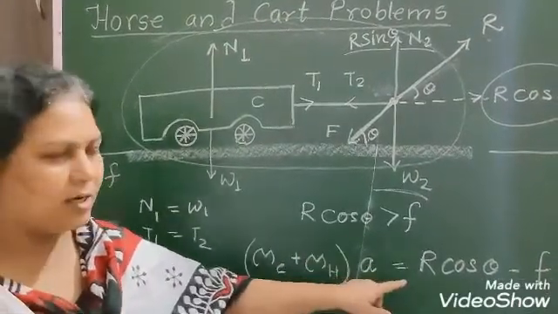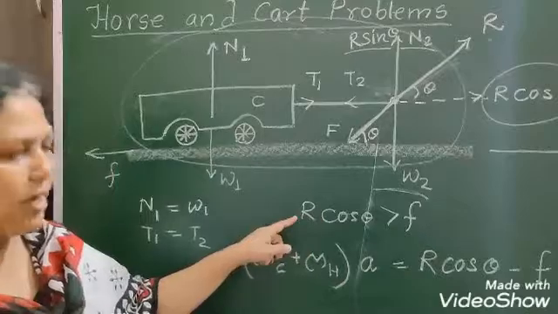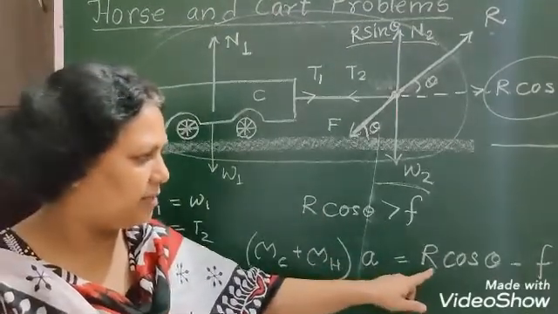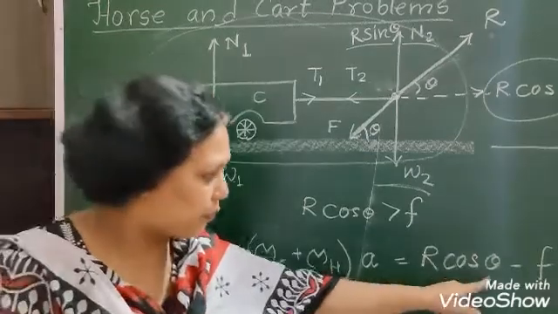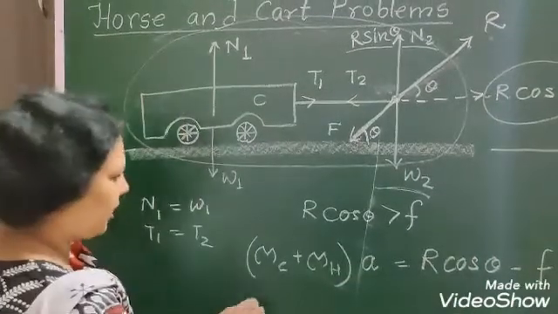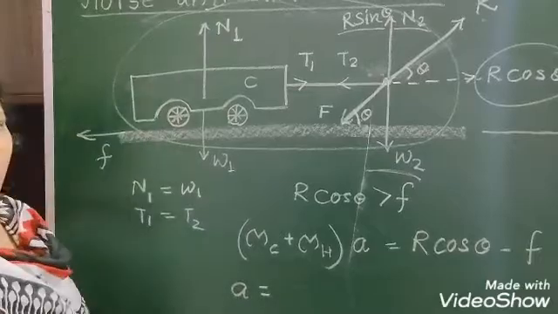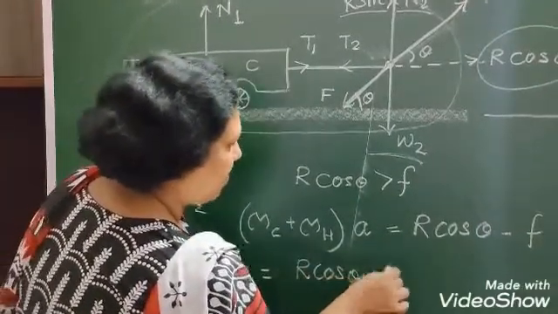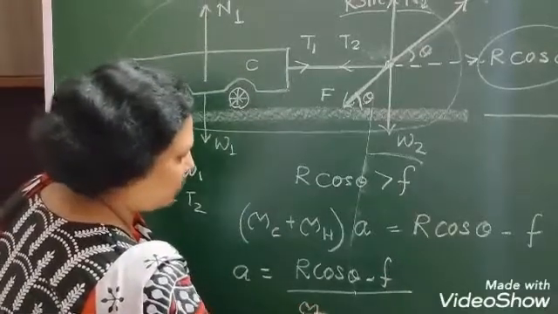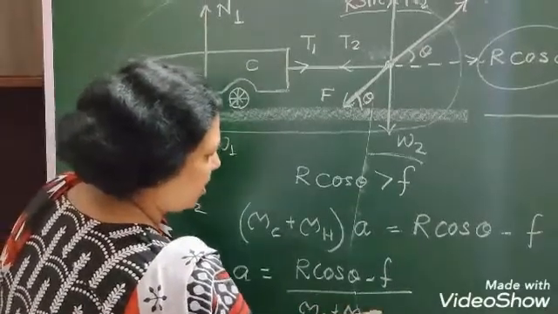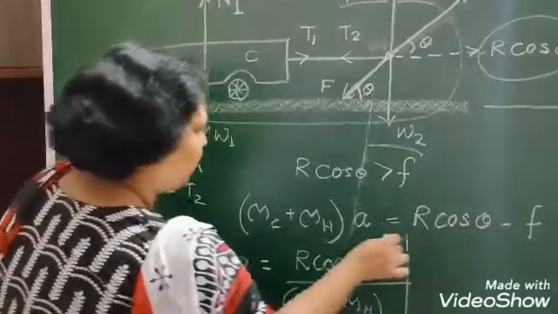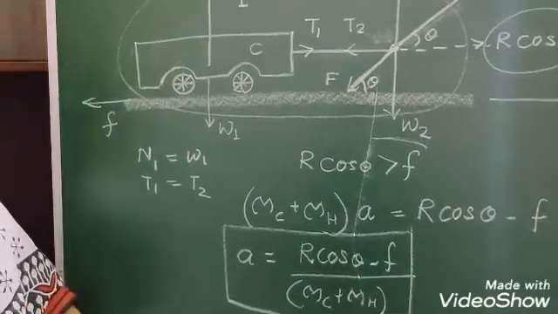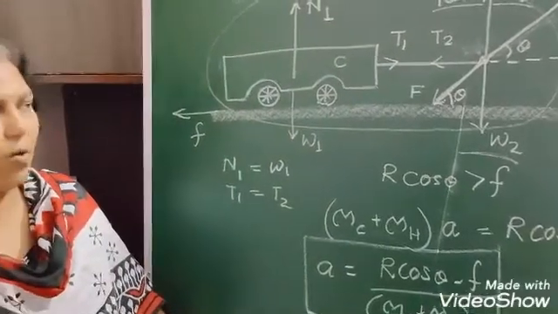Okay. Obviously R cos theta will be greater, as we have already seen; only then is acceleration produced. So we can just take the difference of R cos theta and the friction force, so that you can easily calculate the acceleration produced, and that will be equal to (R cos theta minus f) upon (mc plus mh). Okay, so by this formula you can easily calculate the acceleration produced on the cart or the horse.